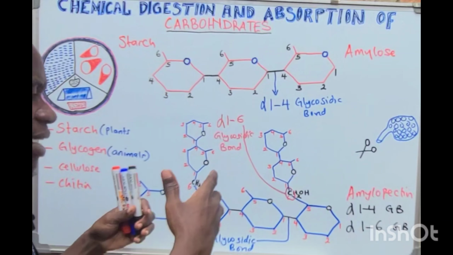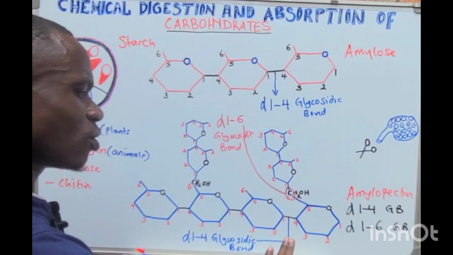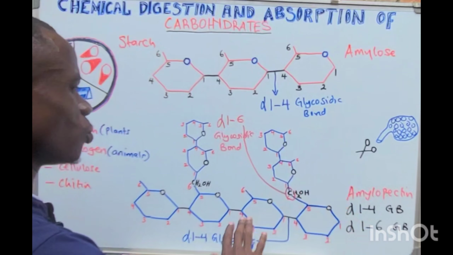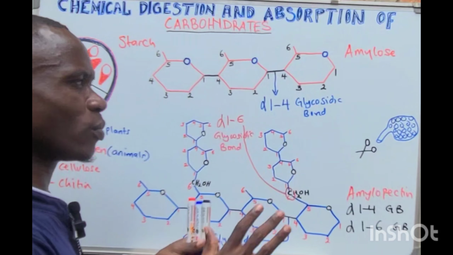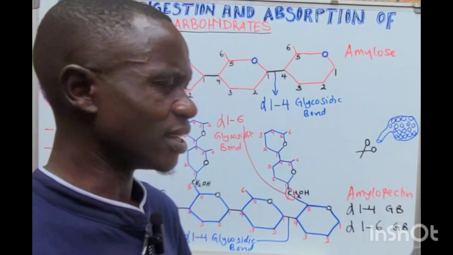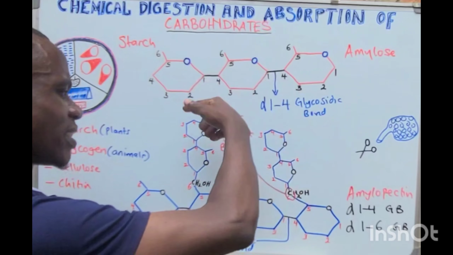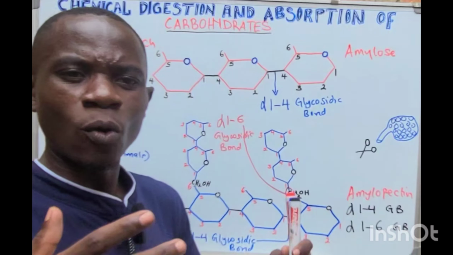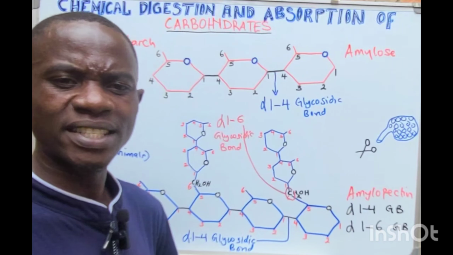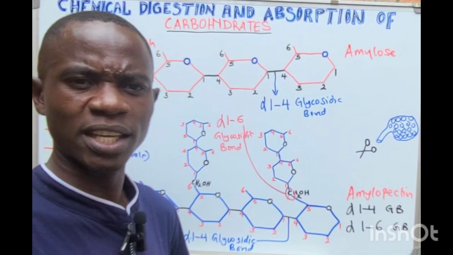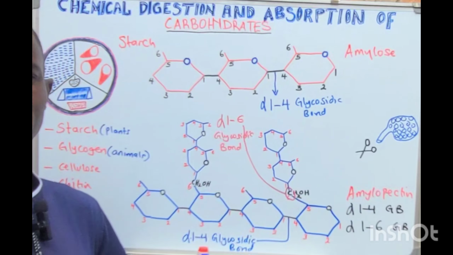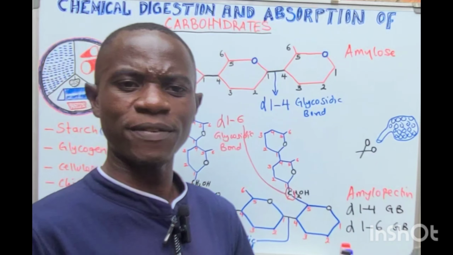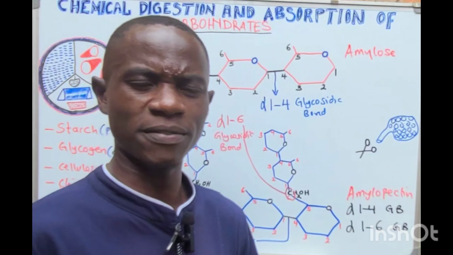Okay, now having seen the basics on the bonds which are going to be linking these monosaccharides together, let's go ahead and see, when we put this substance in the oral cavity, where we are going to have the first chemical digestion of the carbohydrates taking place. What are the enzymes that are going to be behind the first chemical digestion of the carbohydrates in the oral cavity?